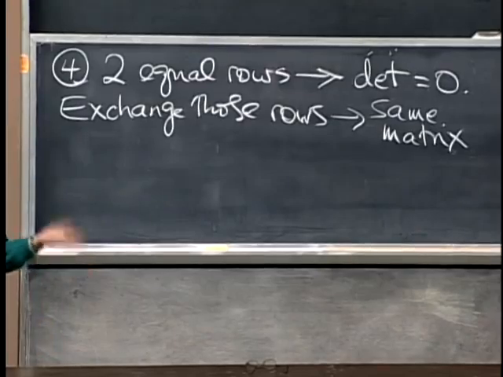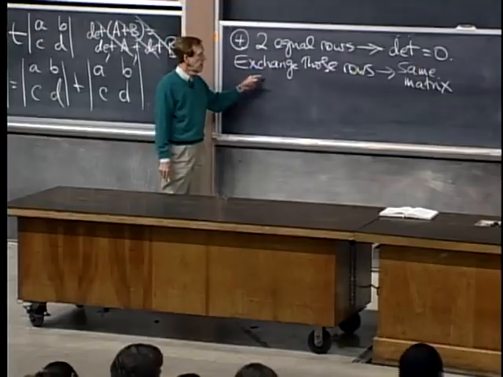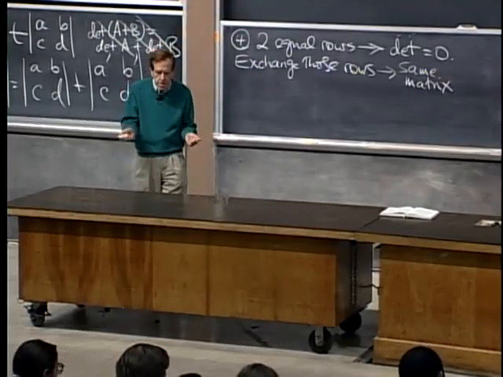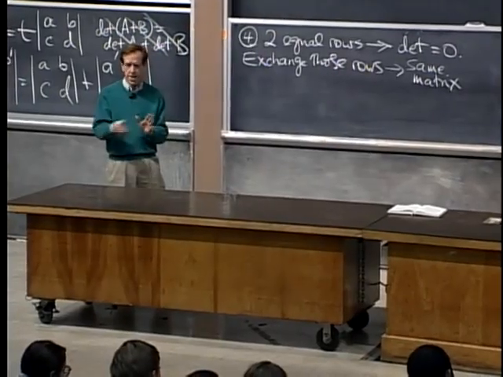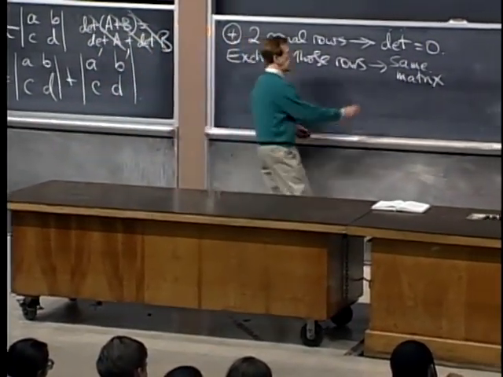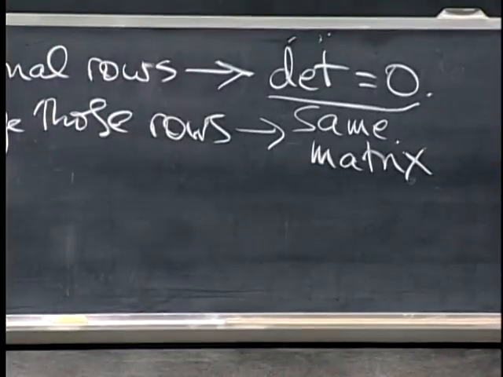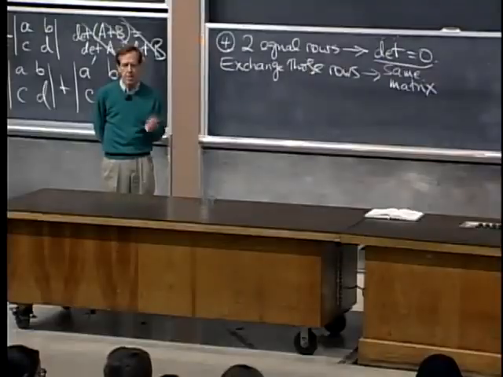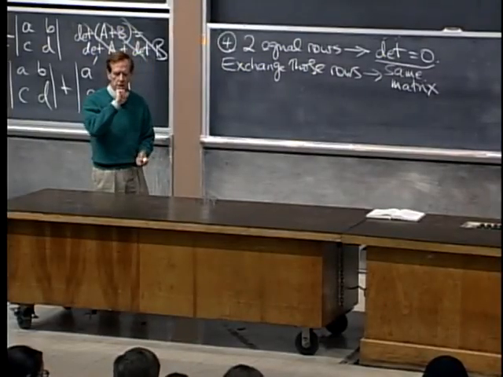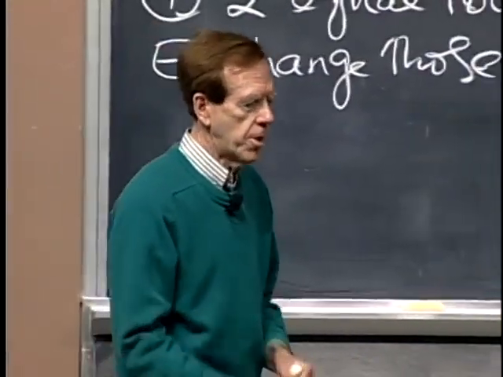So the determinant didn't change. But on the other hand, property 2 says that the sign did change. So I have a determinant whose sign doesn't change and does change. And the only possibility then is that the determinant is 0. You see the reasoning there? Straightforward. Property 2 just told us, hey, if we've got 2 equal rows, we've got a 0 determinant.